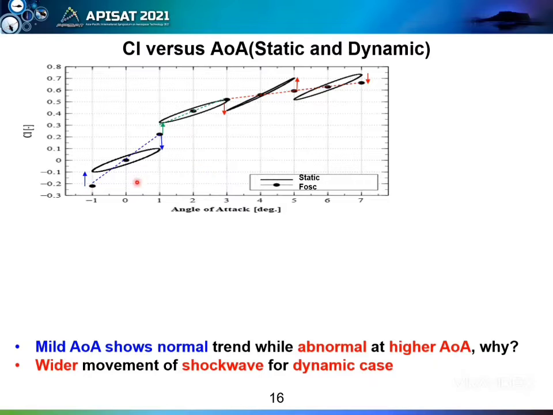It can be seen that this mean angle of attack 0 shows a normal trend, which is expected. For a lower angle of attack, it's seen that the steady case shows a lower value compared to dynamic, but at higher angle of attack, as is expected, we have a higher value for the static case, and for the dynamic case, it's lower. But we have a different trend when we compare with 4 degrees angle of attack.